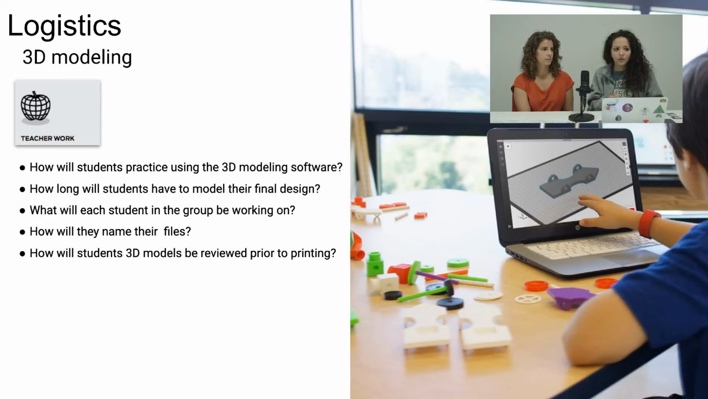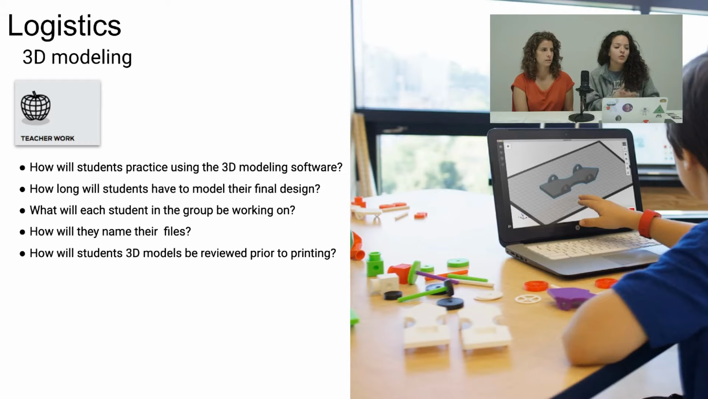Other questions, how long will students have to model their final design? Like you said, 3D printing is very much an iterative process. Nothing's going to be perfect the first time around. And so I think we have to make sure that we time that well, that students have enough time to go back, make some small changes to their design, and then see what they get. Right.